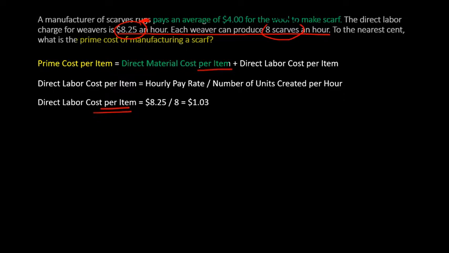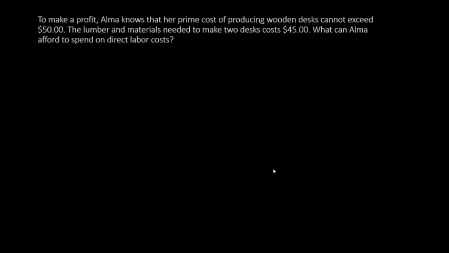Okay, so now that we have the direct labor cost per item, we can go back to our prime cost equation. We already knew that it costs $4 in materials to make a scarf. We just found out that in addition to that, we're paying out about $1.03 in direct labor costs per item. So the grand total is $5.03, the prime cost per item. Let's look at another example.